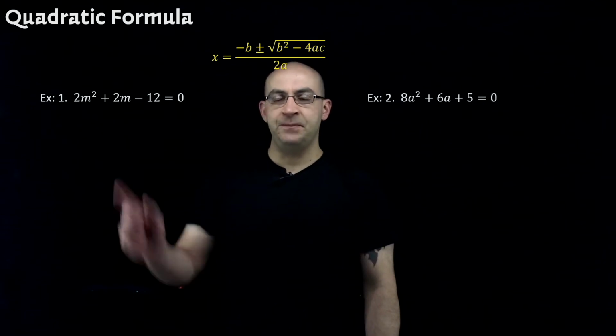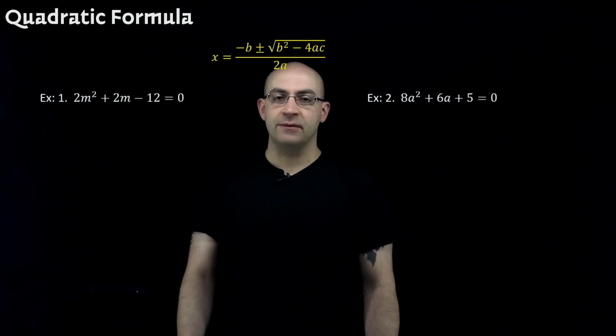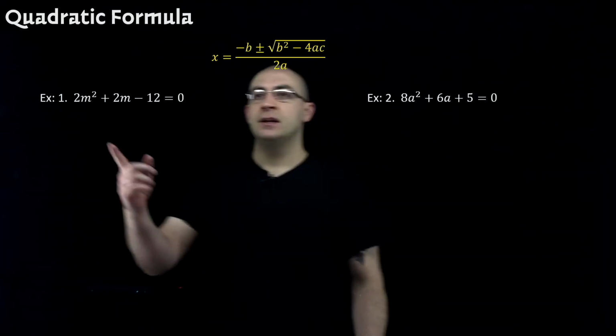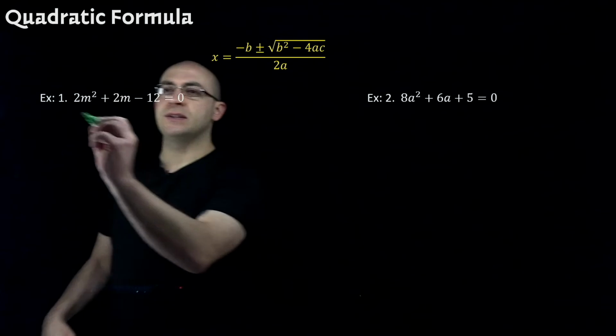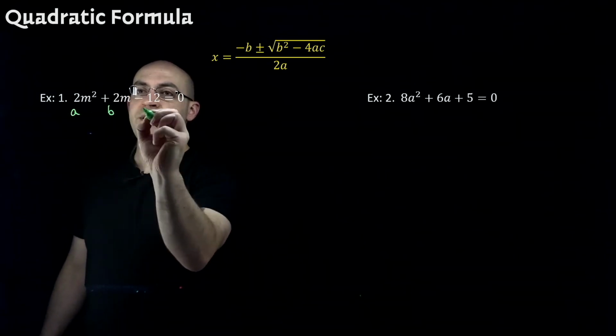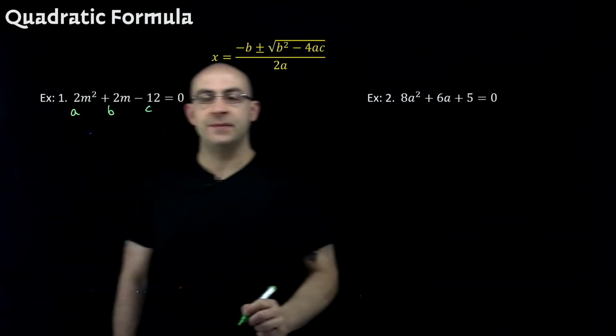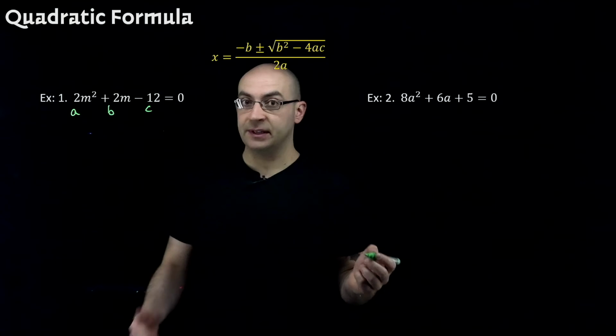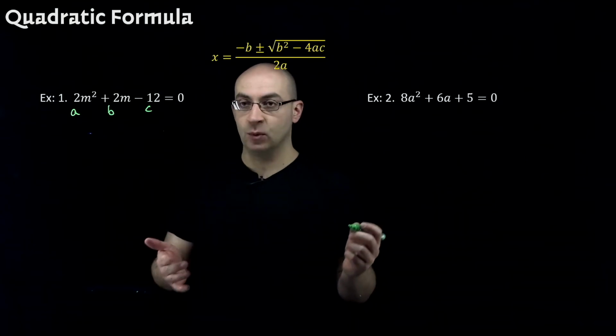Example 1, 2m squared plus 2m minus 12 equals 0. It may be beneficial in the beginning to label your points, right? So this initial 2 is going to be our a value. This second 2 is b, and negative 12 is c. So now what we're going to do is we're just going to input things into the formula and use a calculator to help us do the majority of the work for us.